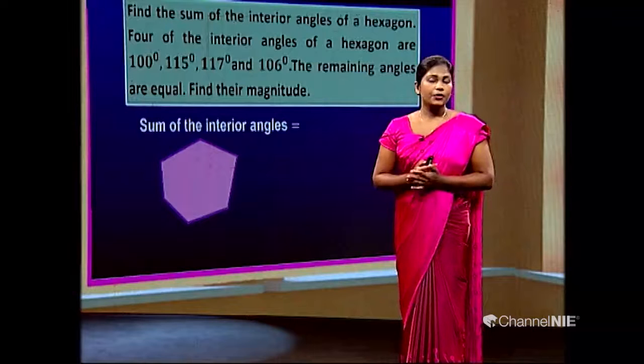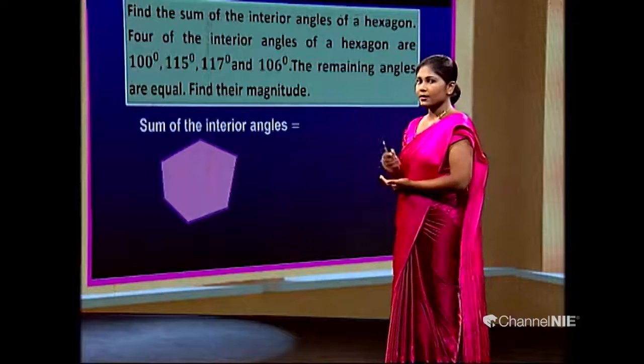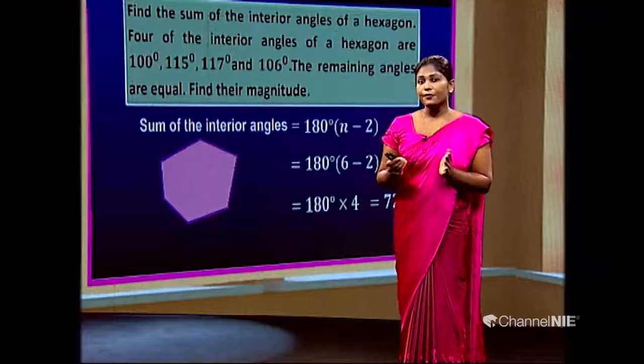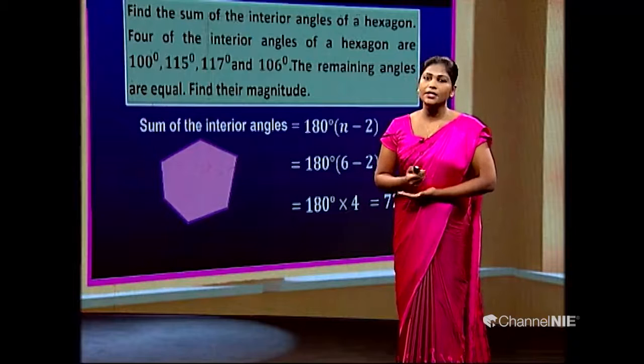Then first we have to consider the given data. So look at this. Sum of the interior angles equals 180 into n minus 2. Now you know that formula. This we can substitute. n equals 6. 180 degrees into 6 minus 2. When we simplify, it comes to 180 into 4. That means 720 degrees. The sum of the interior angles of a hexagon is equal to 720 degrees.